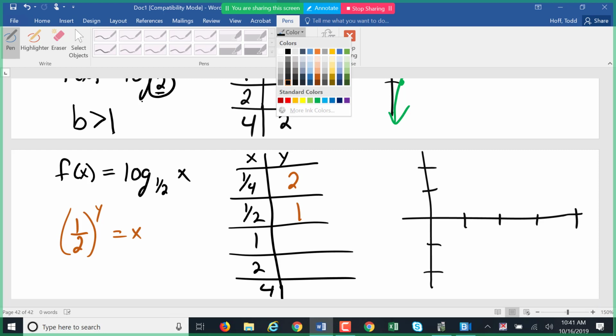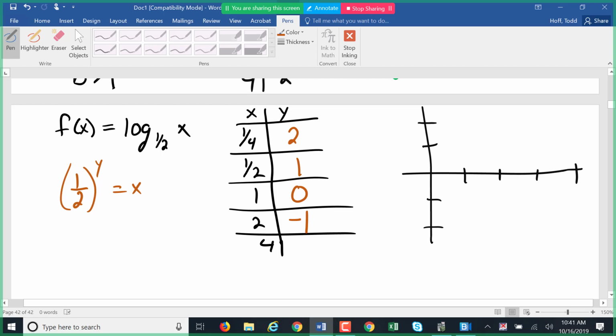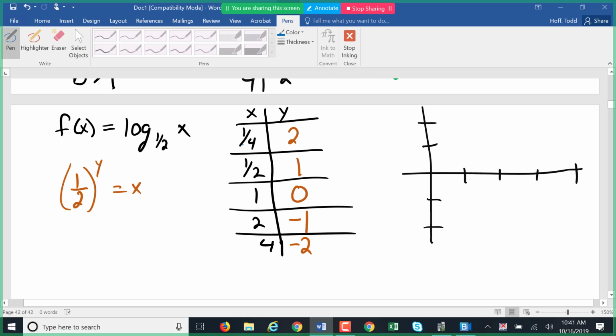If x equals 1, well, anything to the power of 0 gives us 1, so y is 0. If x is 1/2, 1/2 to the power of -1 gives us 2. 2 is the reciprocal of 1/2, so the power of -1 gives us the reciprocal. And if x is 4, y has to be -2. So that gives us the points here: at 1/4, we're at 2. 1/2, we're at 1. 1, we're at 0. 2, we're at -1. And 4, we're at -2. So notice the curve goes the opposite direction.